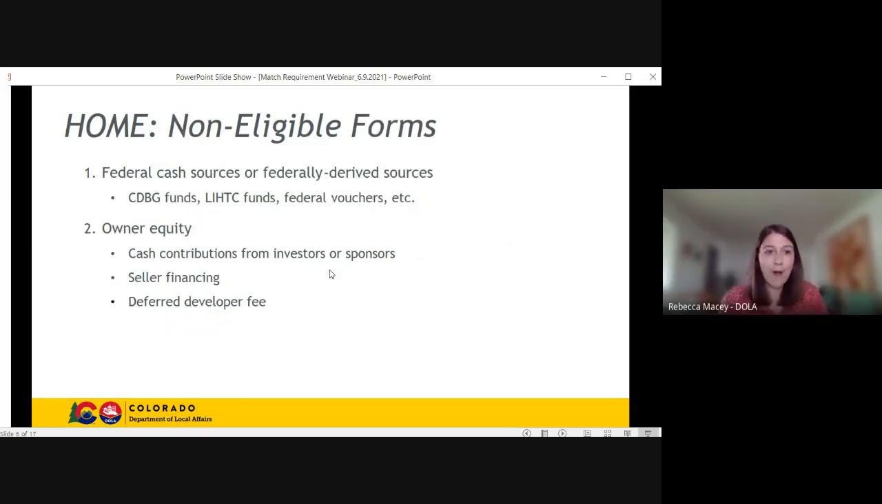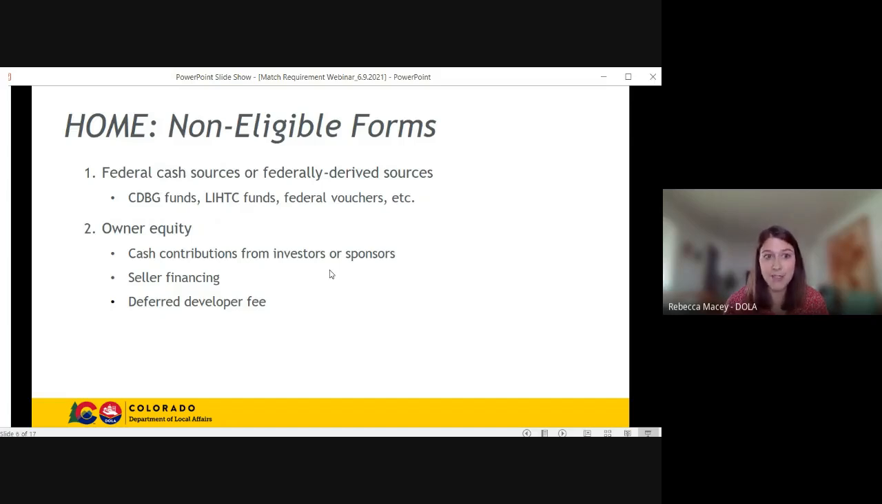We wanted to point out non-eligible forms. So any federal cash sources or federally derived sources. So for example, CDBG funds. If your project receives CDBG from a local town or local city, that is not considered match.